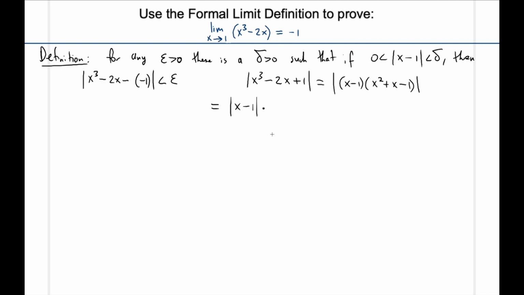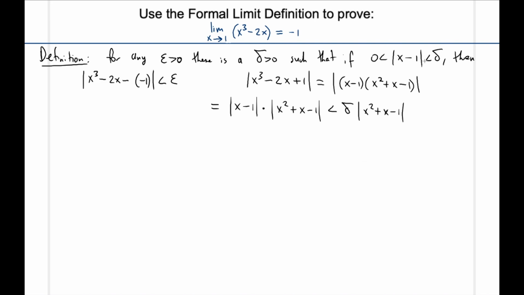So now, notice that what that means is that you can split the absolute value so that the absolute value of x minus 1 multiplies the separate absolute value of x squared plus x minus 1. Alright, so now notice that the absolute value of x minus 1 is less than the delta. So that means this has to be less than the product of the delta and the absolute value of the quadratic polynomial, x squared plus x minus 1.